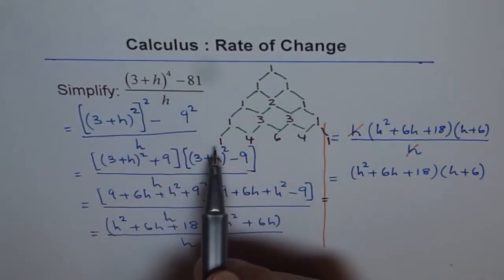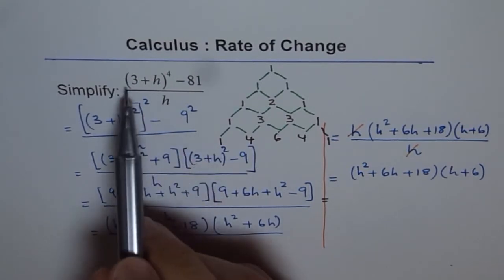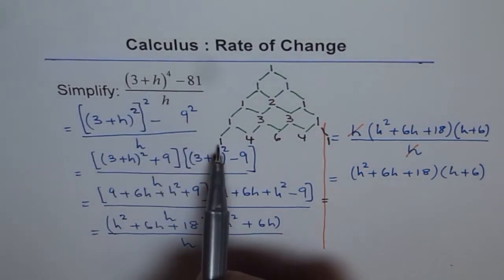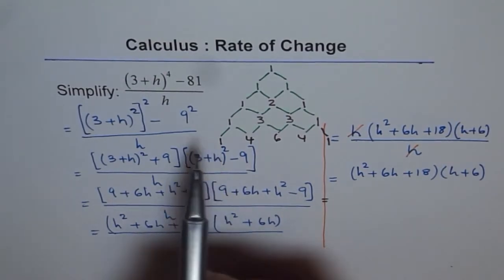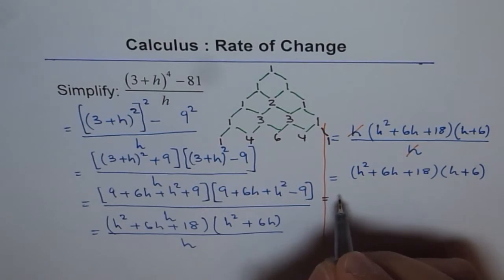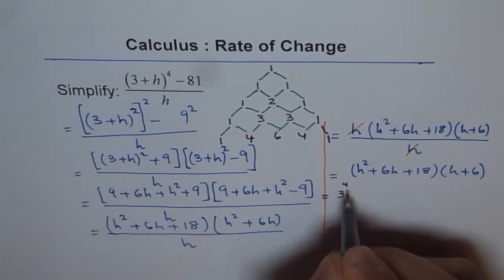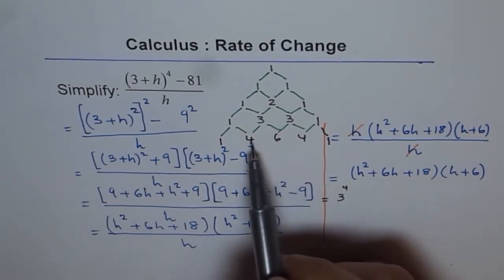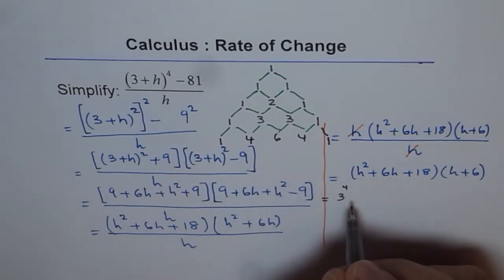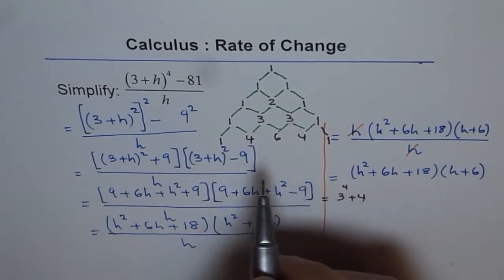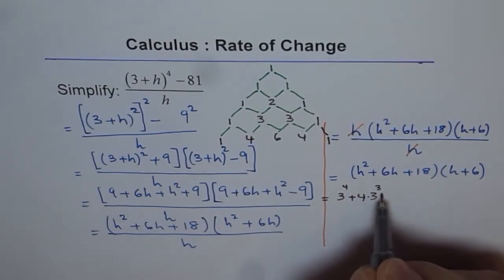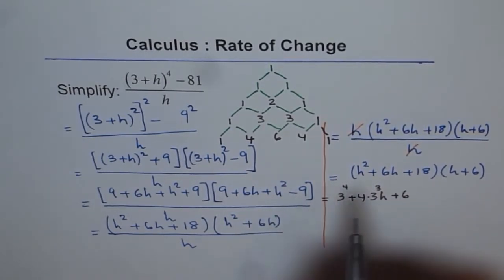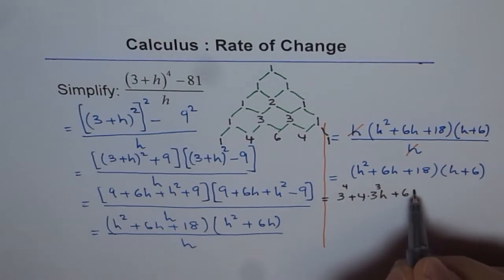Now 3, so how will it come? So these are a's and b's, and these are the coefficients, right? So first number is to the power of 4, correct? So 3 to the power of 4, that's the first number, right? The next coefficient is 4, so we say plus 4, and now we'll do 3 cube, that is 3 to the power of 3 times h, correct? Next number is 6, so we'll write plus 6, and 3 to the power of 2.